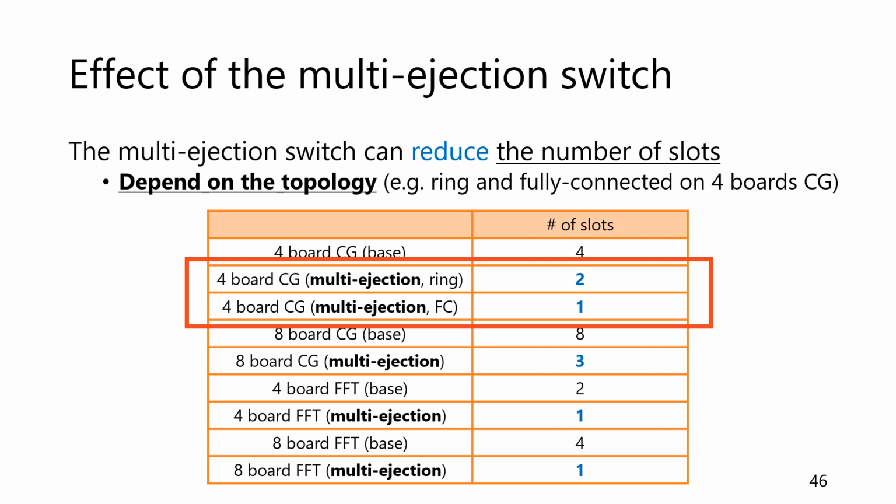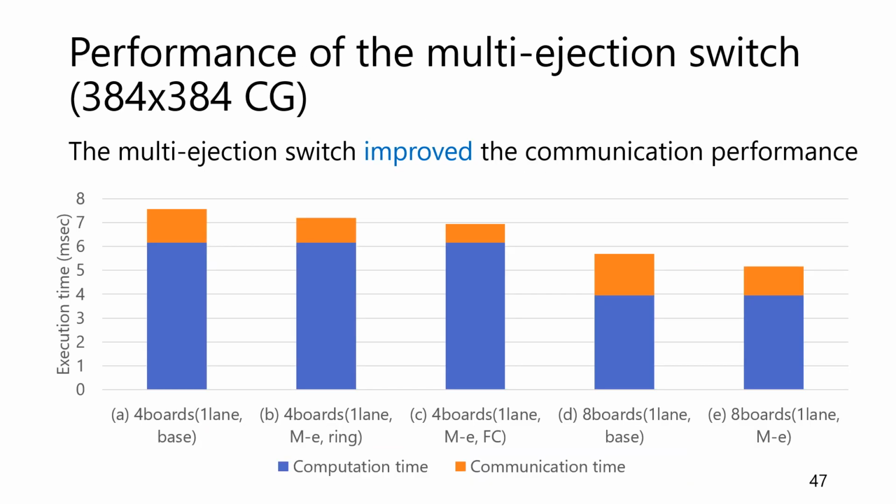The effect of the multi-ejection switch depends on the topologies. Regarding the CG method with all-to-all communication, when the topology is a ring, the number of slots is 2. However, when the topology is fully connected, the number of slots is 1. This figure shows the execution time of the CG method. The multi-ejection switch improved the communication performance.